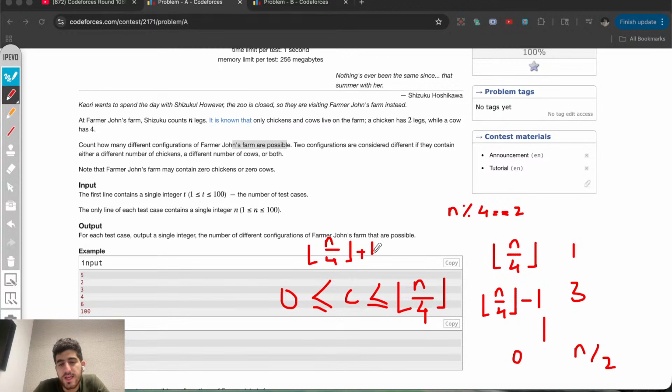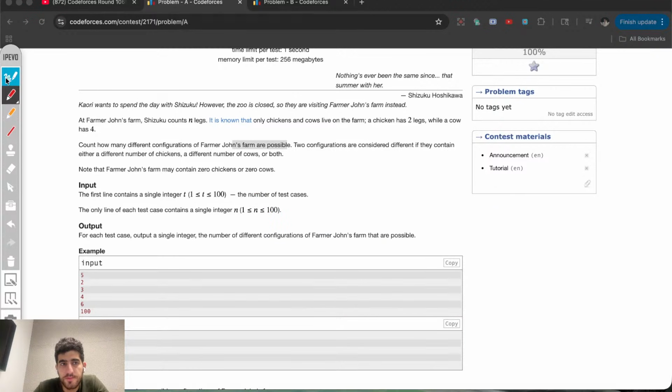You get an input, a value n, and in output, if n was odd, you will output 0. If n was even, you will output floor of n over 4 plus 1. That's going to be all for the solution of this problem.